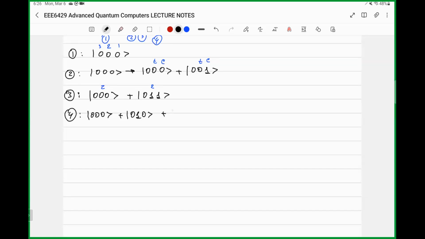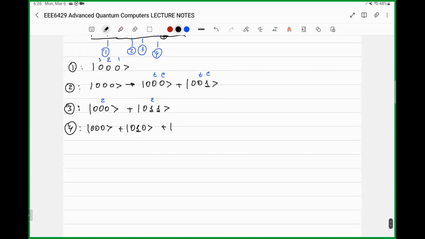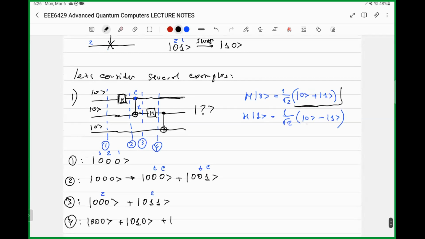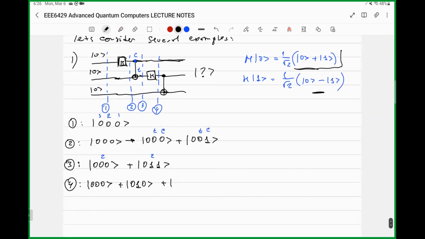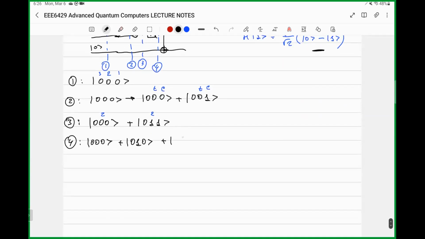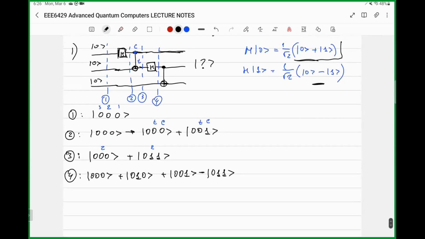And the second one is it gets 1 as the input. I remind you that having 1 as the input gets this state of 0 minus 1. So it will be plus 0, 0, 1. Let me see. Yeah, 0, 0, 1 minus state 0, 1, 1. Right? 0 plus 1, 0 minus 1. Okay. So this is the state.